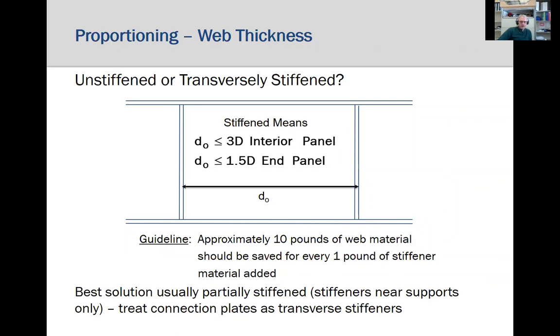Unstiffened panels resist less shear than stiffened panels. A helpful guideline is that approximately 10 pounds of web material should be saved for every 1 pound of stiffener material added if you are going to stiffen the web. The best solution often is to select a web thickness that provides a so-called partially stiffened web, in which only a few transverse stiffeners are needed adjacent to each support where the shear is high, and away from those supports, the unstiffened web is adequate to resist that shear. And we will see this in the example.